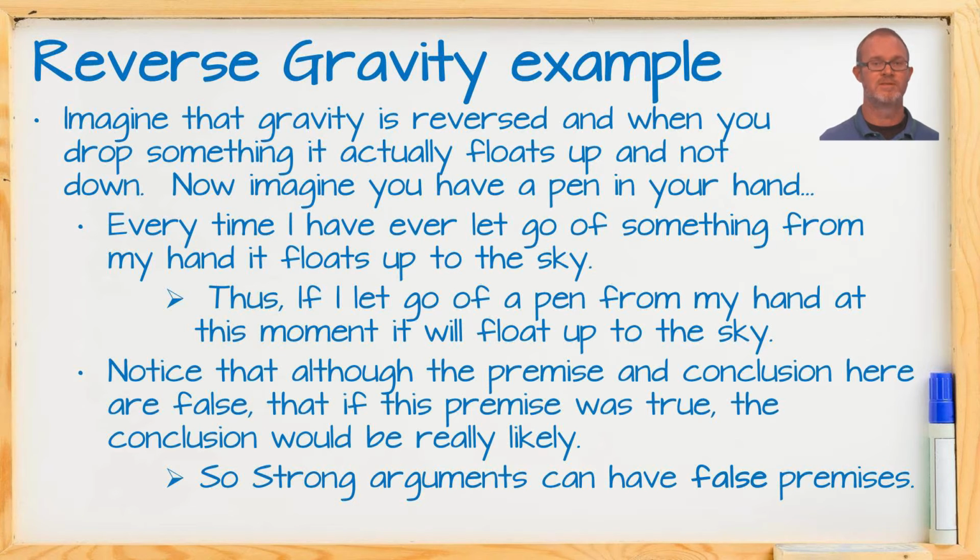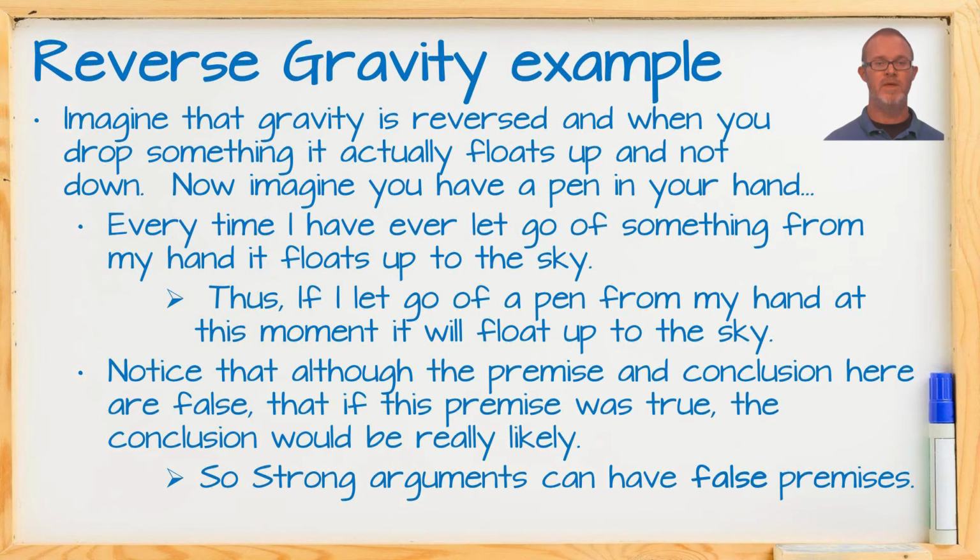Okay, so now notice that in this case, even though it's all false, it's actually ridiculous and kind of ludicrous. Notice that if it was true that every time I'd ever in my life let go of anything from my hand, it floated up and not down, it would seem to be quite likely, in fact, that the same thing would happen if I right now let go of this pen, right? And so we have here again a conclusion that seems to be more likely based upon its premises. And so we have here again another strong argument, but in this case with a false premise and a false conclusion.